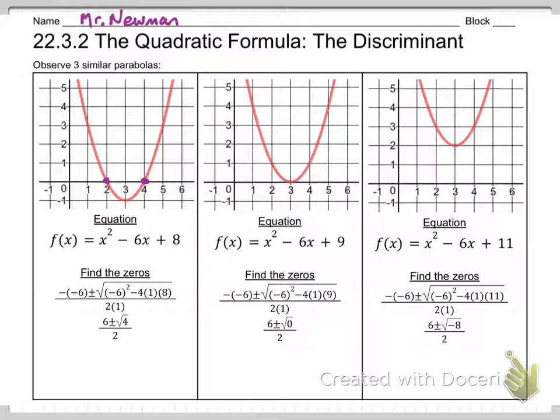but the first one has two places where it intersects the x-axis, two x-intercepts. And remember, we also call those zeros, so there are two zeros on that first shape, and the equation for it is right below the parabola.